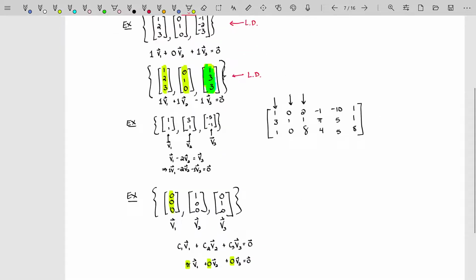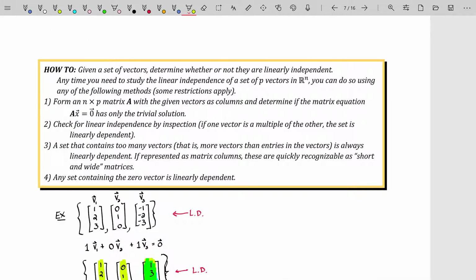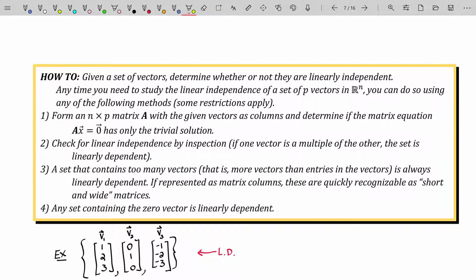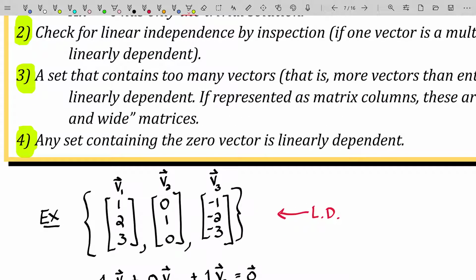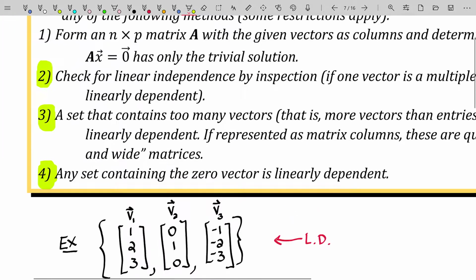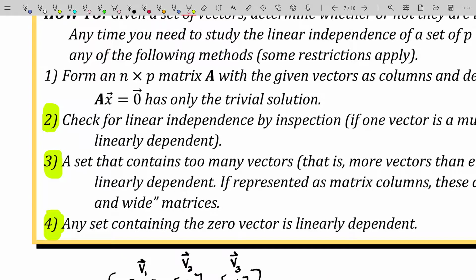So there you go. Those are 4 tactics that you would use. The last 3 are happenstance. You use them on occasion, but rarely. You're rarely going to get a set containing the 0 vector because it's very quickly obvious that it's linearly dependent. And it's really hard to check for linear independence by inspection.